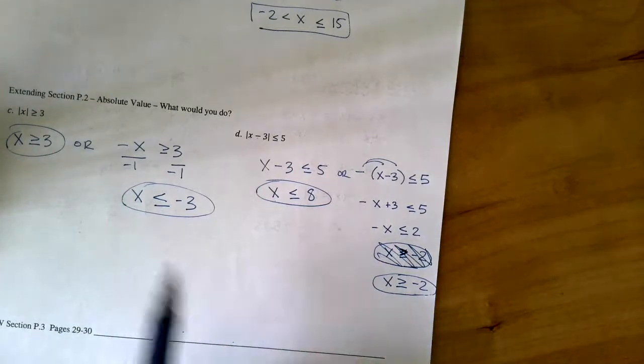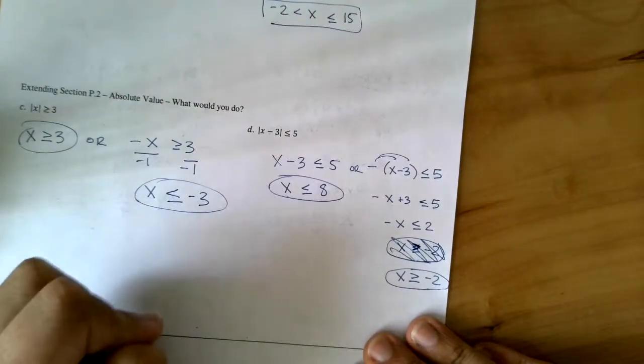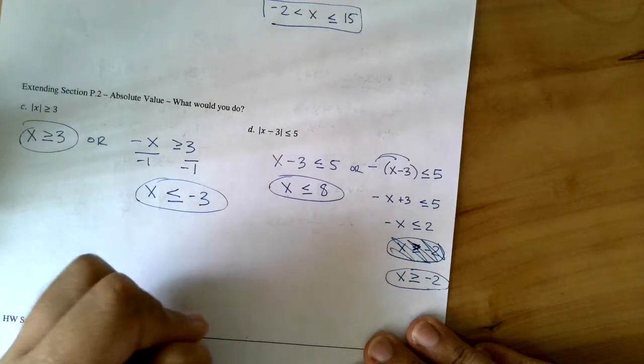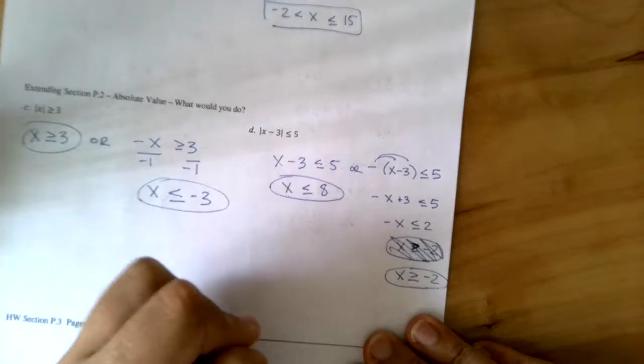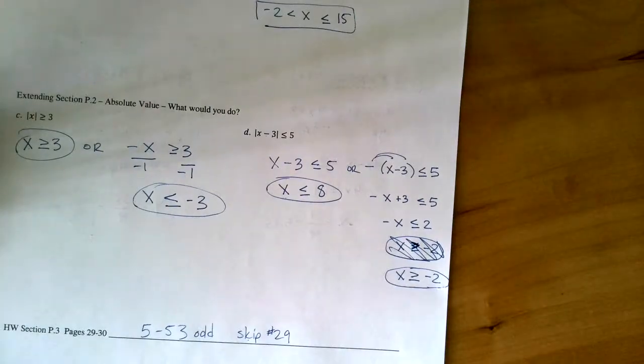Let me know if you got questions on this, because the absolute value solving can be tricky and that's pretty new to you. But here is your homework for the night, 5 through 53 odd, but you do get to skip number 29. Let me know if you got questions on that at all.